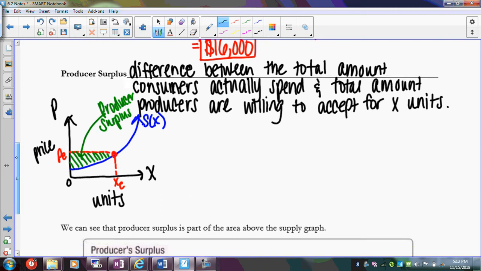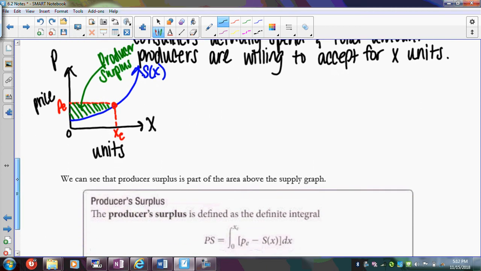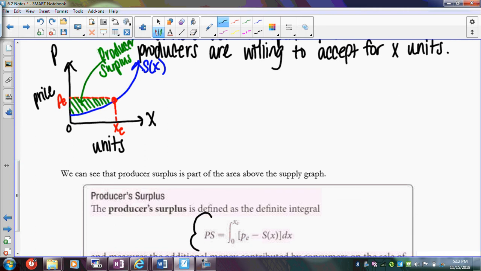So if you look at the formula down below here, this time for the producer surplus, it's going to be P minus S of x. So P is first because that's greater, and then S of x is below it. And then you're going to integrate from 0 to x because that's the region that you're looking at. So that's where it comes from.